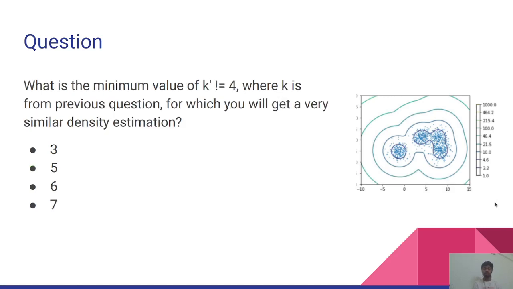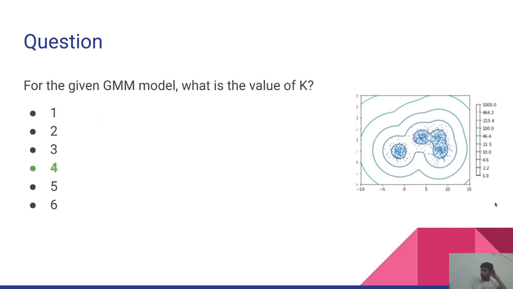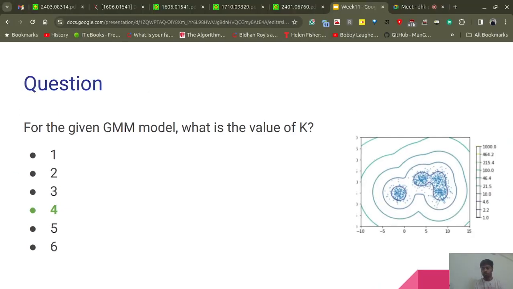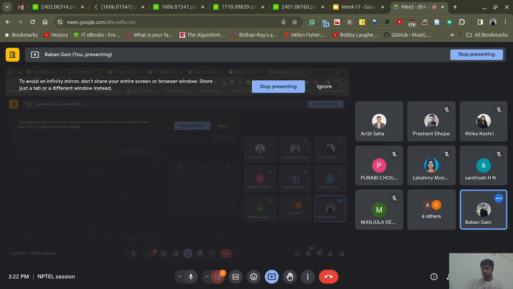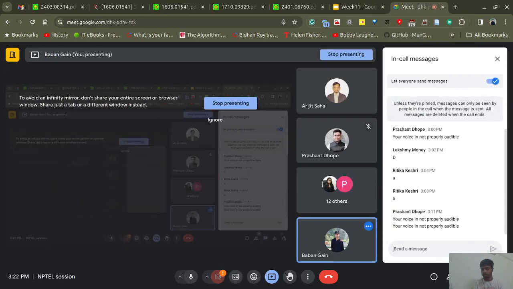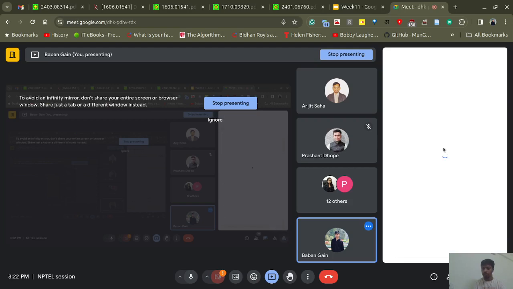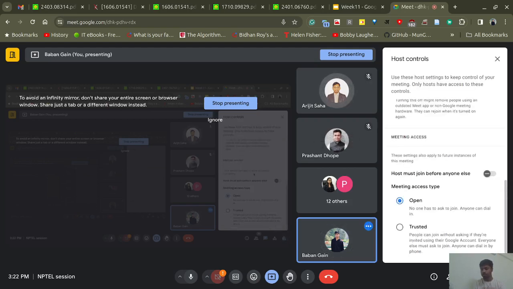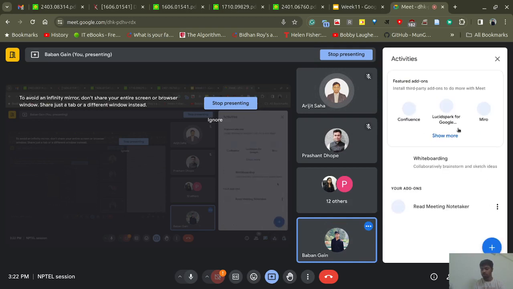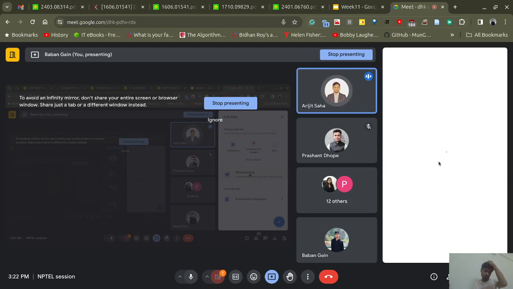So which four circles? I didn't understand. Can you draw one circle so it will be clear? Okay, is my cursor visible now? The cursor is visible, but it is moving very slowly. Okay, fine.